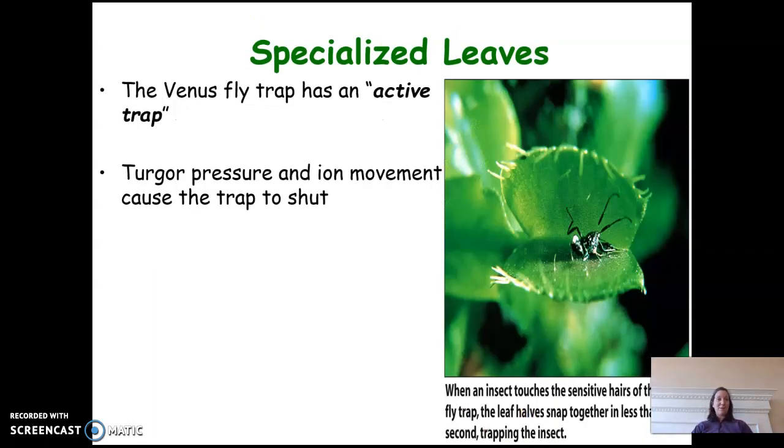The Venus flytrap is another specialized leaf, and our last one of the day. Turgor pressure and ion movement of the leaf cells cause the trap to shut. So it's sensitive to when an insect touches it, and then the leaves will snap together, trapping the insect. Sometimes it's fast, but I've seen this happen quite slowly, and a fly, unless it's kind of stuck there, can escape. That is what I'd like to tell you about leaves today.